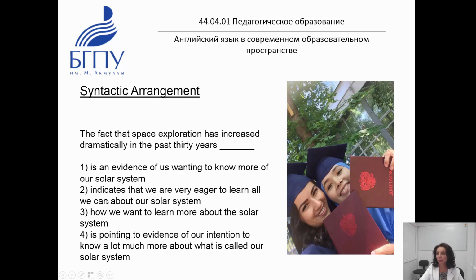So the predicative line is complete. The fact indicates space exploration has increased. And then comes the third predicative line, like we are eager, which introduces even the fourth predicative line, we can, about our solar system. Then, number 2 is pretty good, but let us consider number 3.